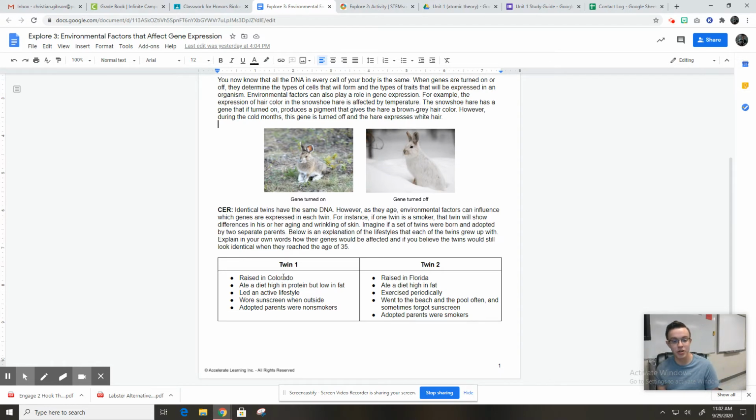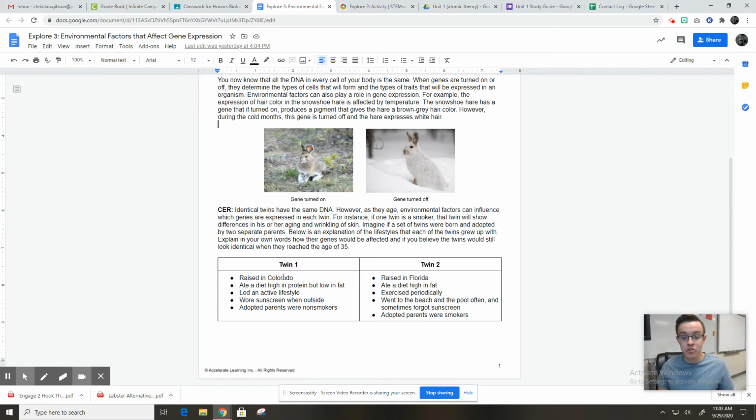Here's your CER. So here we have identical twins. Here's the scenario. We've got identical twins born, and if you're identical twins, you're pretty much clones of each other. You've got pretty much the same DNA. However, as they age, environmental factors can influence which genes are expressed in each twin.